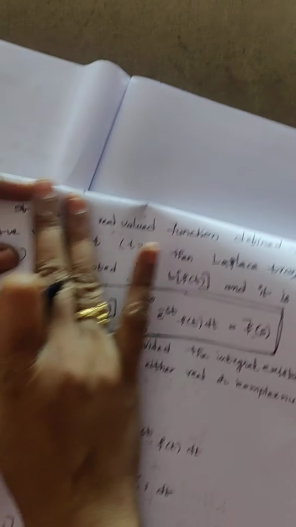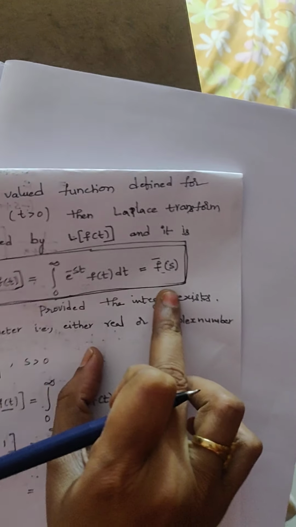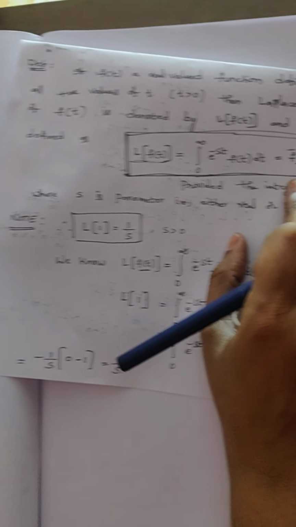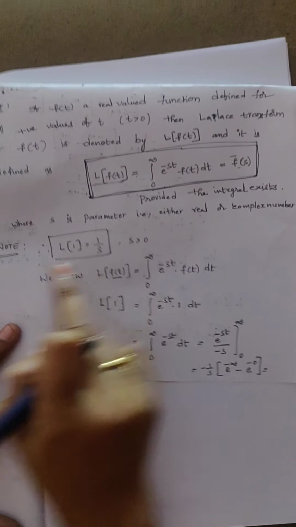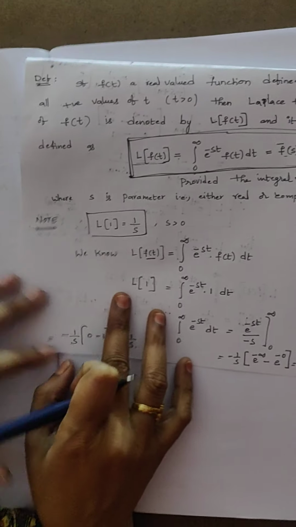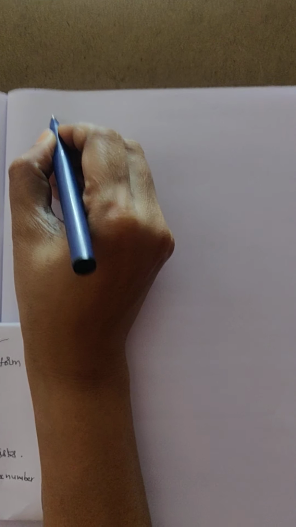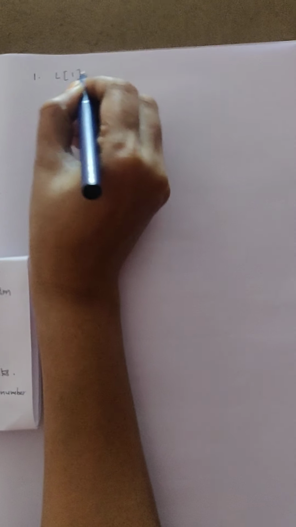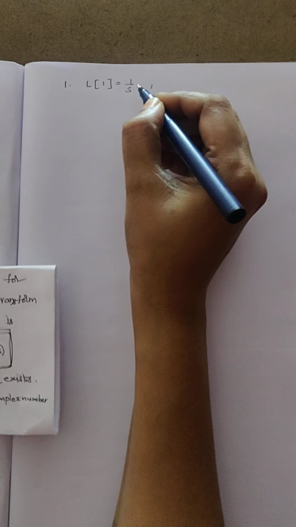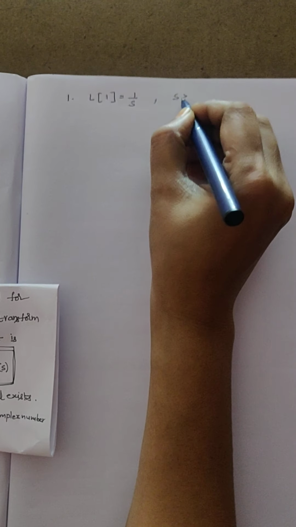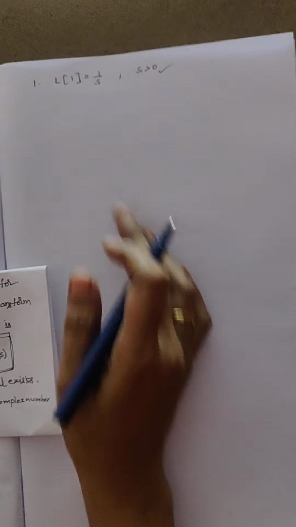So up to now we know the basic definition of the Laplace transform, and the Laplace transform of 1 is 1 by s. So we learn L of 1 equal to 1 by s, where s is either a real or complex number, and should be greater than 0 for this one.